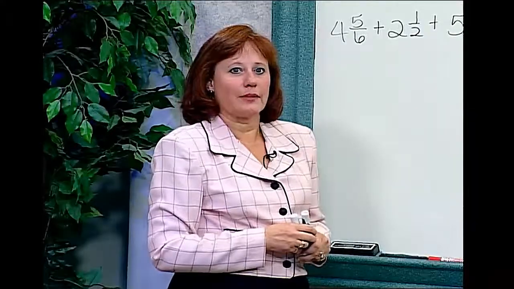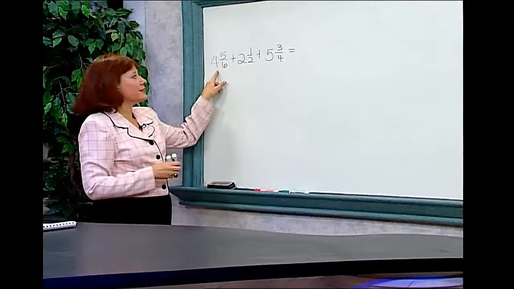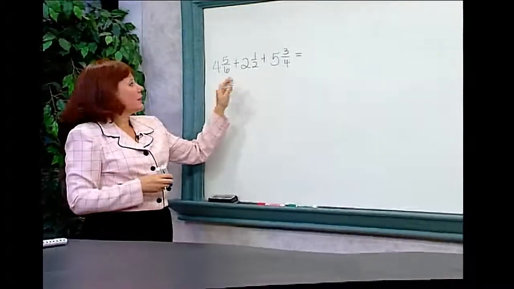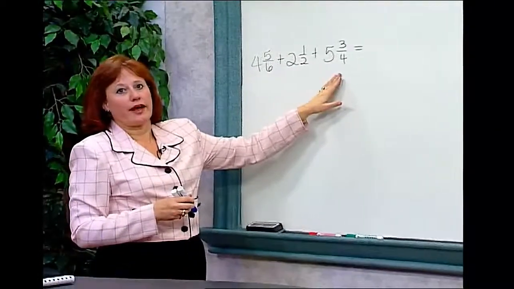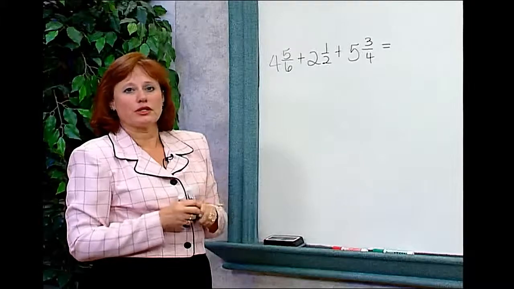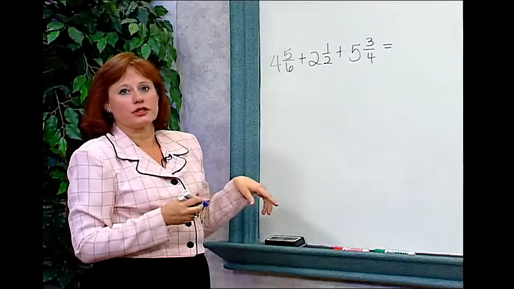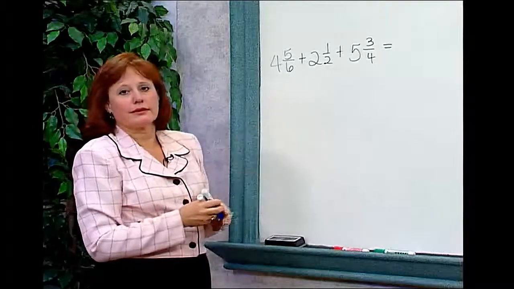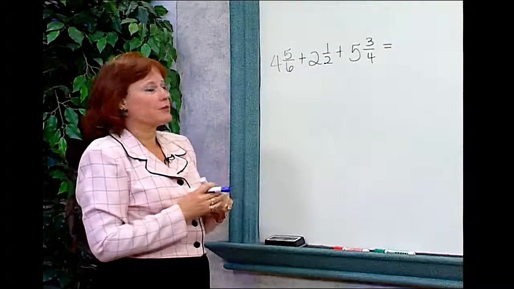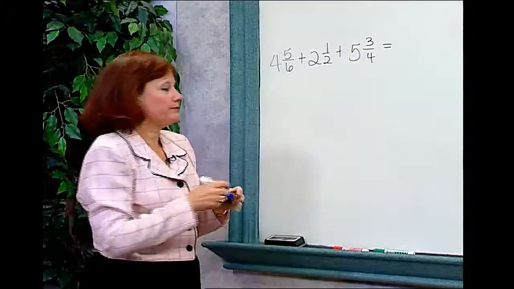Our second example is the one that we have on the board. We want to add 4 and 5/6, 2 and 1/2, and 5 and 3/4. Adding a problem with 3 factors in it is no more difficult than adding one with 2. We just want to make sure we get a common denominator. Once again, we're going to look for the largest denominator, which is 6. And we want to find all the multiples of 6. We're looking for that magic multiple that's divisible by 2 and by 4.